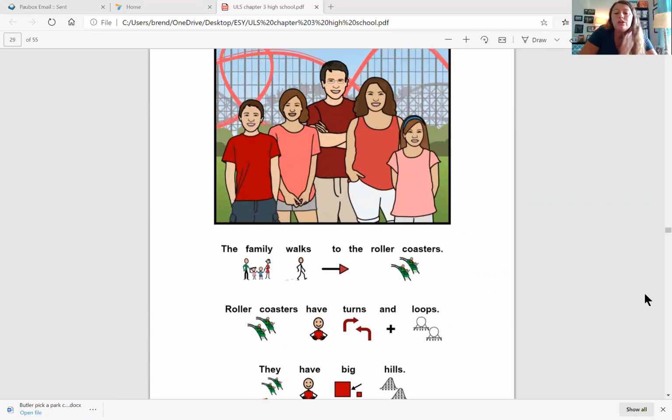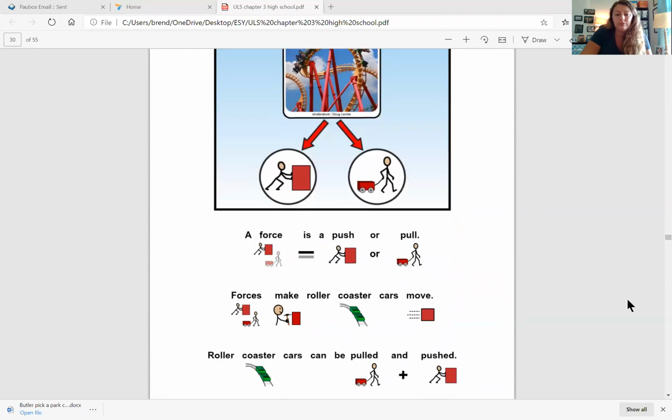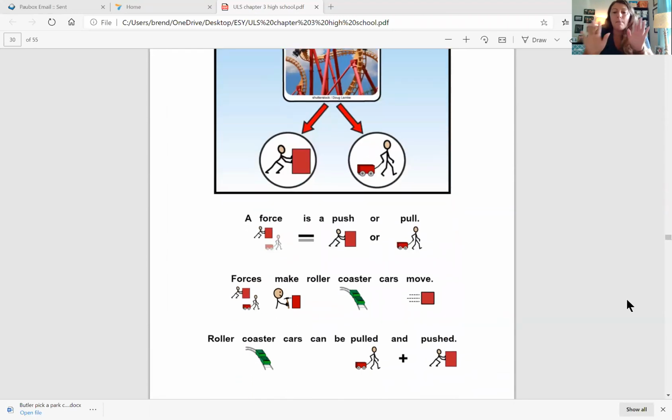The family walks to the roller coasters. The roller coasters have turns and loops. They have big hills. A force is a push or a pull. We talked about that word before. Force makes roller coaster cars move. Roller coaster cars can be pulled and they can be pushed.